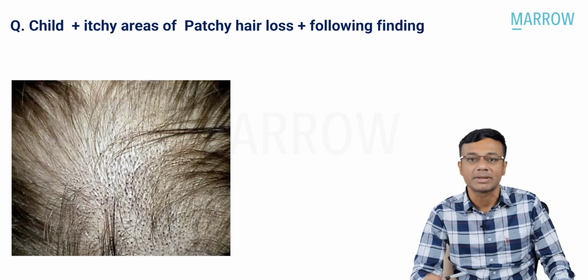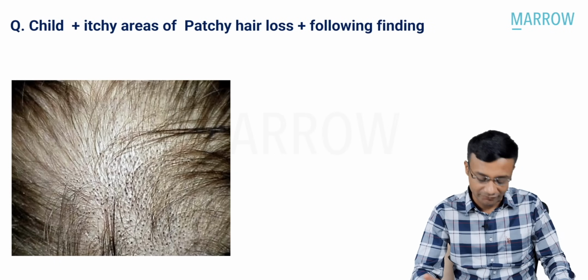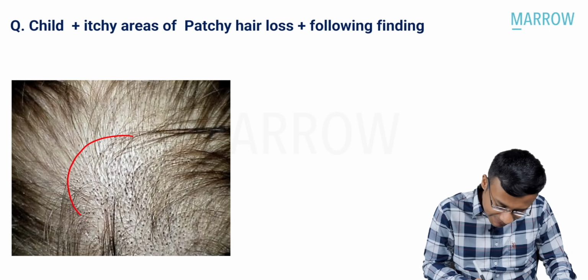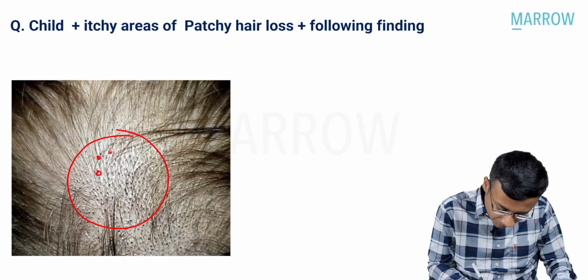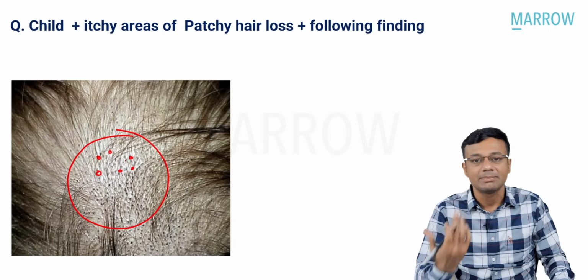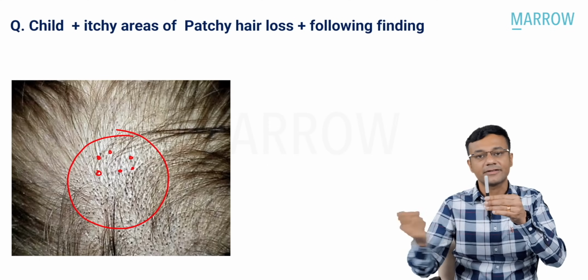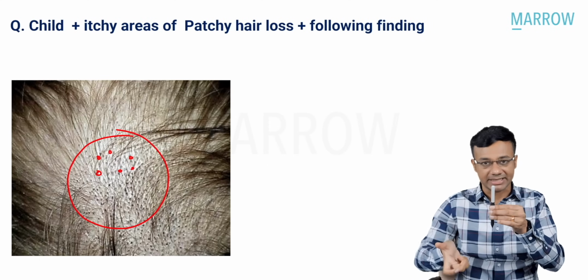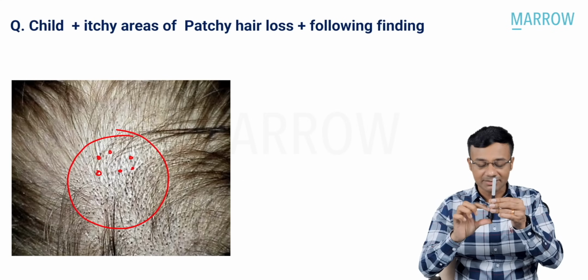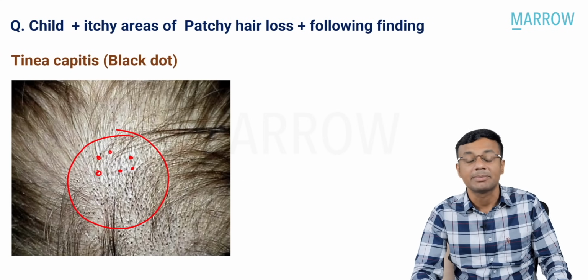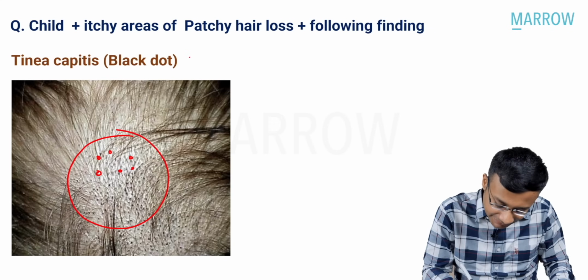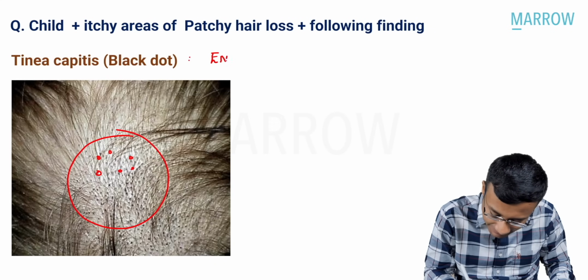Next is a child who presents with itchy areas of the scalp with patchy hair loss. When we examine the scalp, what do we find? We find that there are multiple black dots. So what do these black dots represent? If this is the hair, the fungus goes into the hair and the hair breaks. Where is the hair breaking? Hair is breaking at the level of the scalp surface. This is referred to as Tinea capitis black dot type, and the type of invasion here is called endothrix.